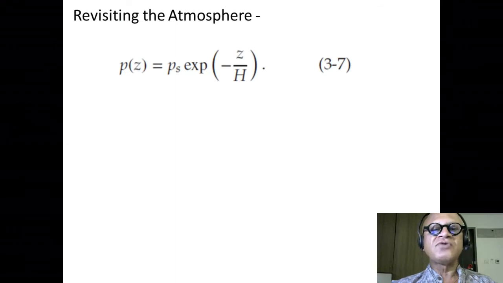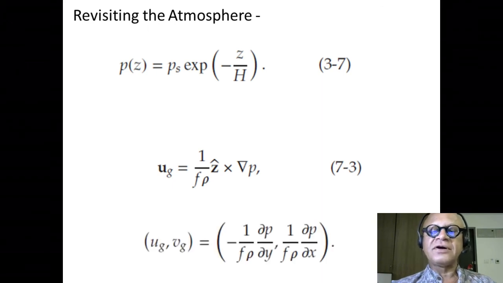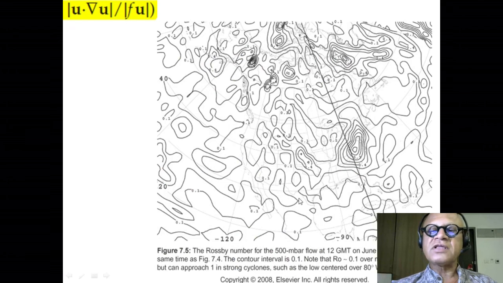Revisiting the atmosphere, we had written Pz as Ps times exponential minus z over h, where h was our scale height, remember? And geostrophic currents vectorially were 1 over f rho z hat cross grad p, and our struggle was always to try to get rid of rho using hydrostatic and ideal gas law. So UG and VG in this case were just minus 1 over f rho dp dy and 1 over f rho dp dx before we simplified anything. We looked at large-scale circulation, and we have to come back to Rossby number, right? It's Rossby number that's important for geostrophy, for geostrophic balance at large scale.